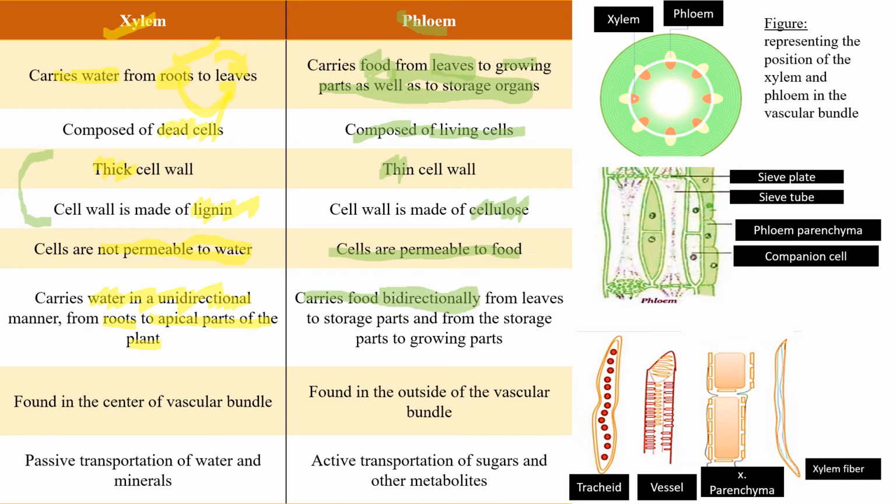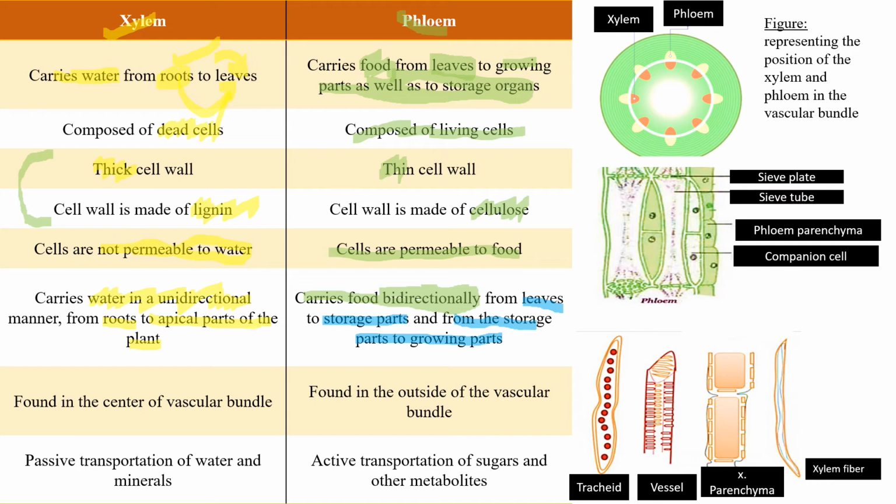What do we mean by bidirectional movement? Bidirectional movement means that it carries food from leaves to storage parts, and from storage parts to the growing parts of the plant. This is the meaning of bidirectional movement of food via the phloem.